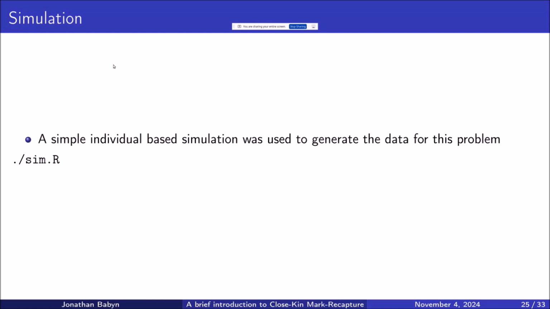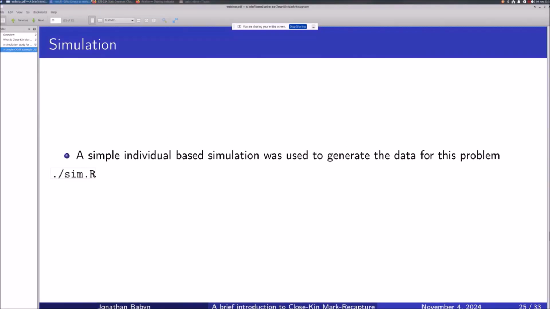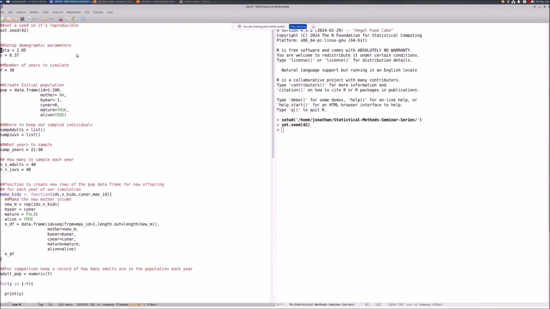And so the individual-based simulation that was used to generate the data for this problem is given in the file sim.r. So if you open it, you should see a file that looks like this on the left-hand side of the screen.